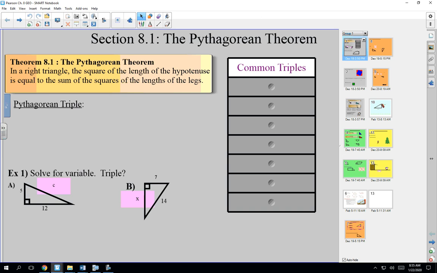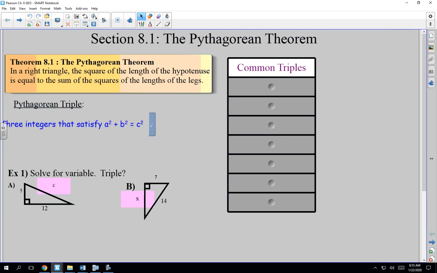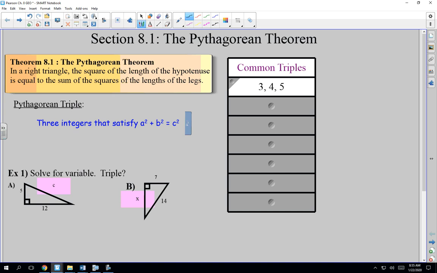So here's what a triple is. It's actually more useful than you might think if you recognize the ones I list here. It's 3 integers that satisfy a squared plus b squared equals c squared. Our first triple is 3, 4, 5. If you plug in 3 for a and 4 for b, it will equal 5 squared. That's what makes it a Pythagorean triple. 9 plus 16 is equal to 25, right? 9 plus 16 equals 25.